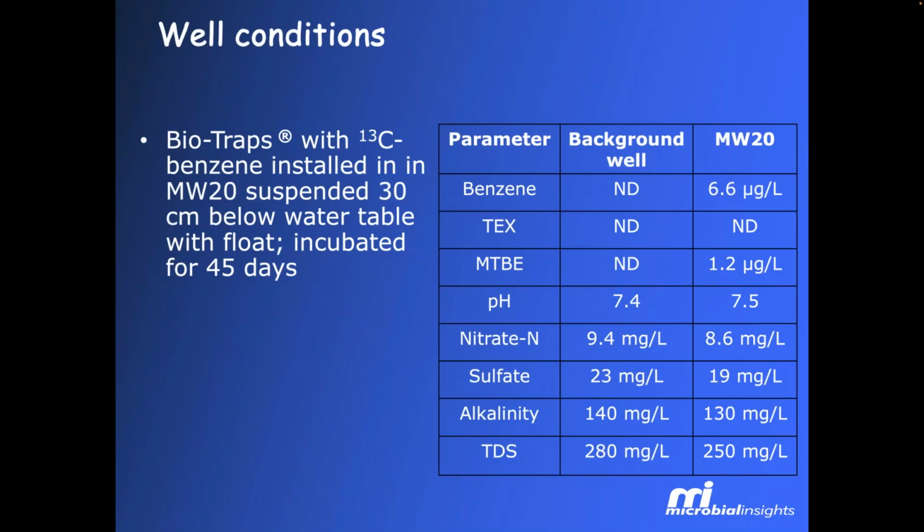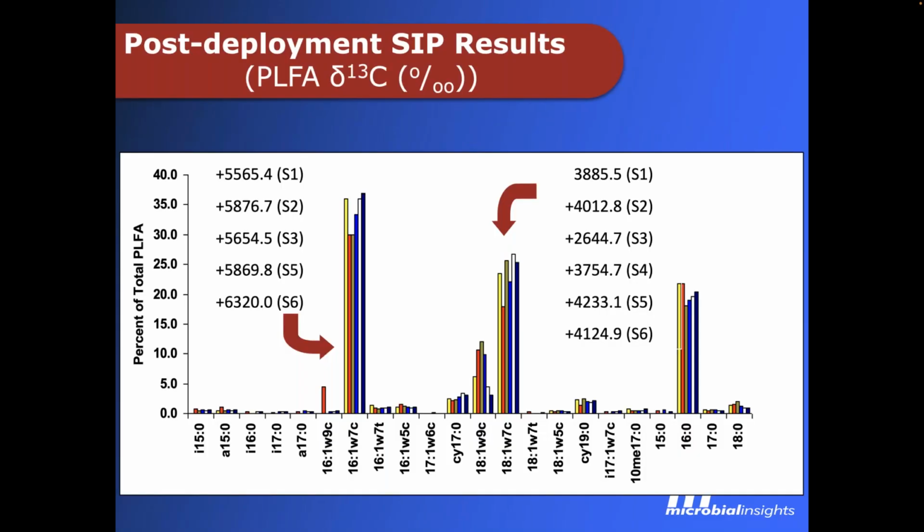Another quick case study here. This is a leaking underground storage tank. The client was interested in just demonstrating that benzene is being biodegraded. Monitoring well 20 is where we deployed the C13 amended biotraps, and the client allowed us to do a little research here. Instead of deploying one biotrap in the well, we deployed 6 biotraps in the well and looked at the distribution of carbon-13 in the different phospholipid fatty acids.